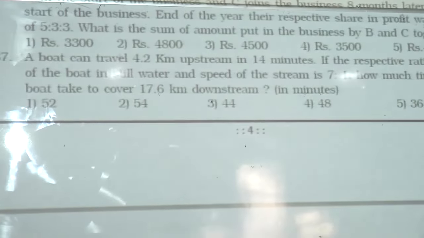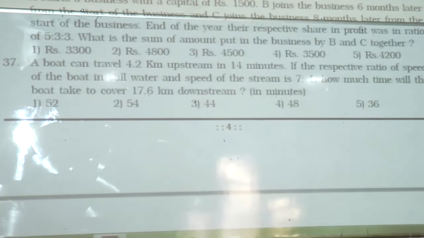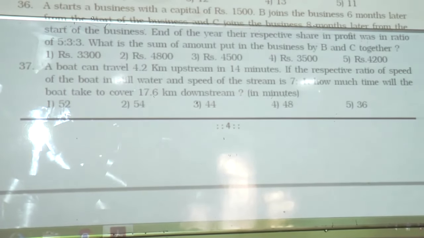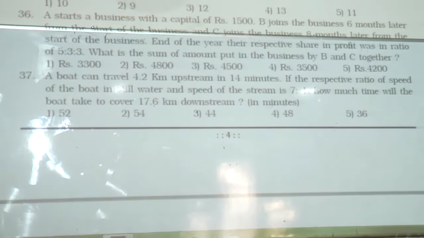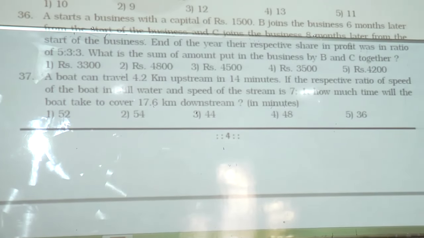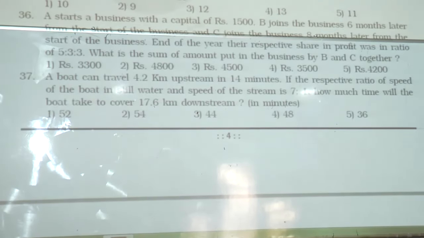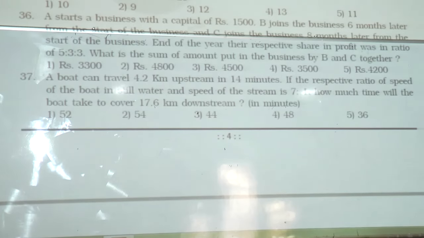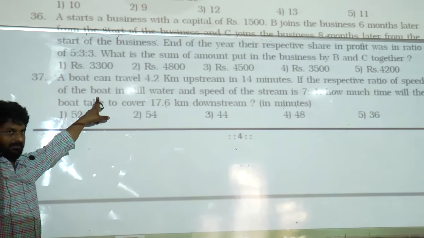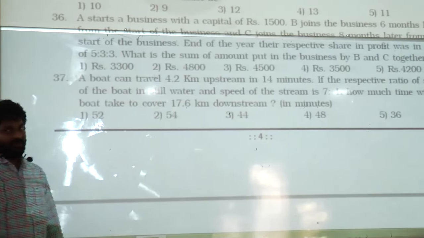Next, 37. A boat can travel 4.2 kilometers upstream in 14 minutes. If the respective ratio of the speed of the boat in still water and the speed of the stream is 7:1, how much time will the boat take to cover 17.6 kilometers downstream in minutes? You are given the boat speed in still water and the stream speed ratio, 7:1.